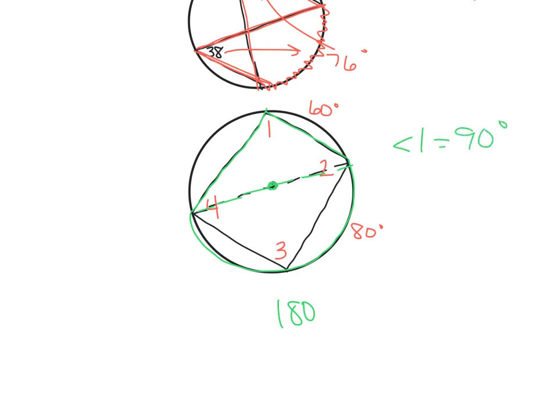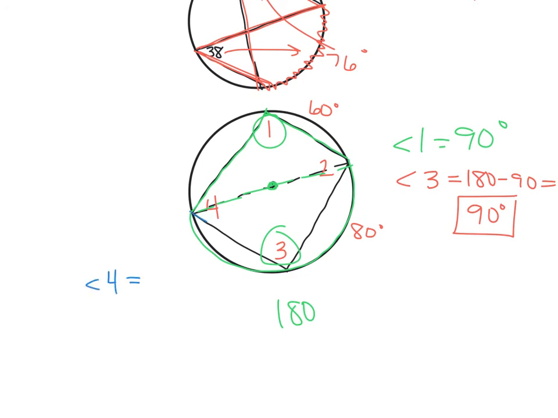Okay, what's angle 3? If angle 1 is 90, angle 3 has to be 90. Why? Because they're supplementary, not because they're equal, right? It's because they are supplementary. So angle 3 is 180 minus 90, so angle 3 is 90 degrees. Okay? All right, Scott, how do you find 4? Add 60 and 80. Right. So 4 opens up to this arc, which is 60 and 80 put together, and then we cut that in half. So 60 plus 80 cut in half gives you angle 4 is 70 degrees.